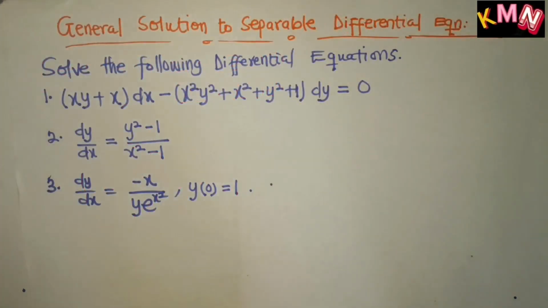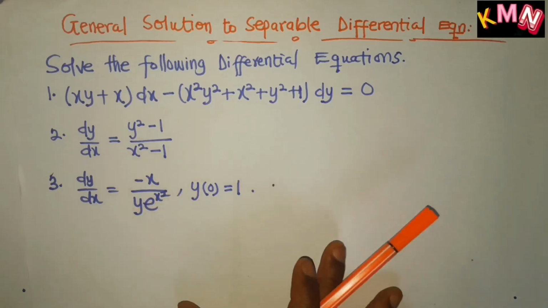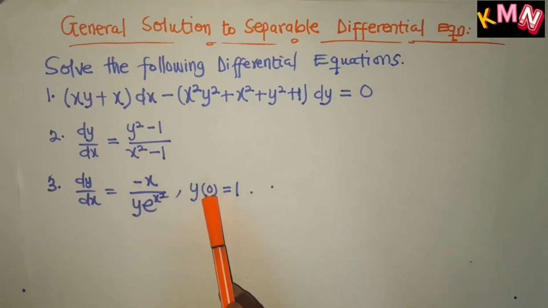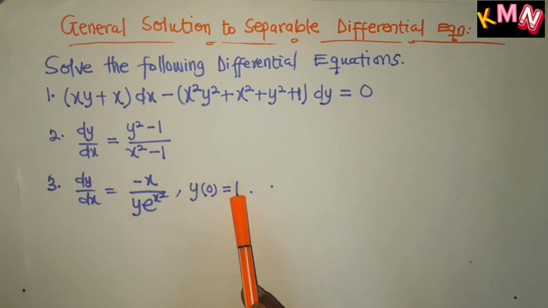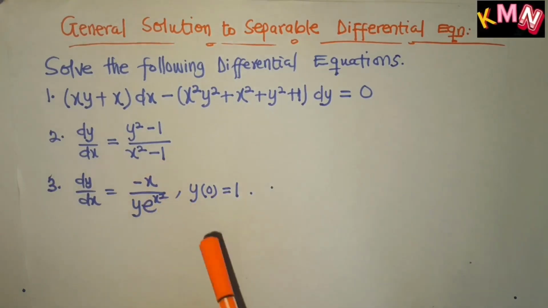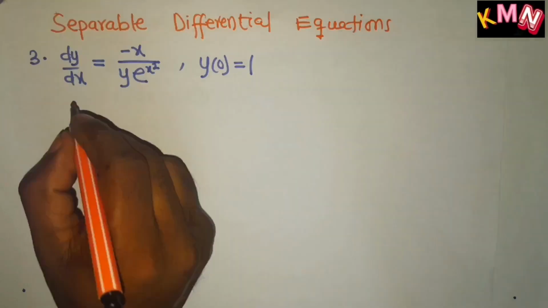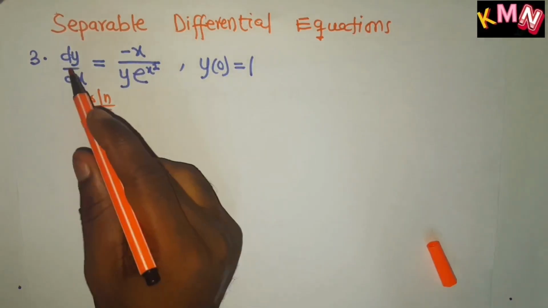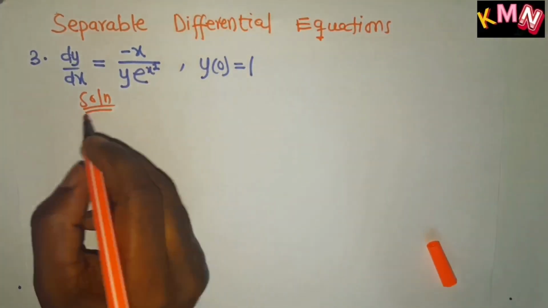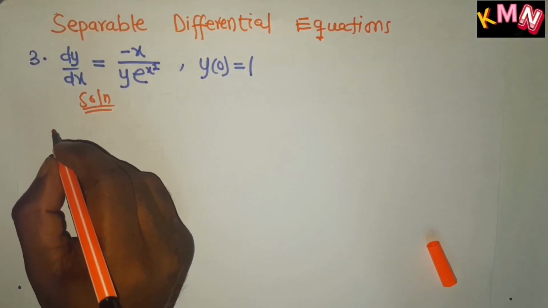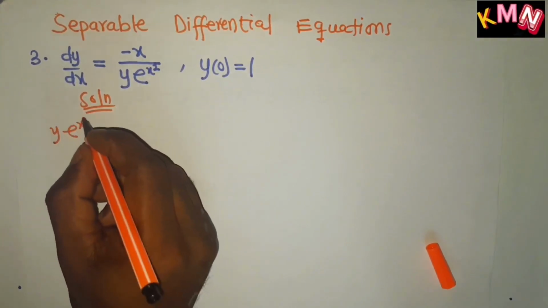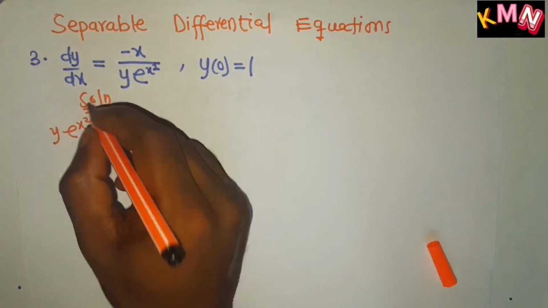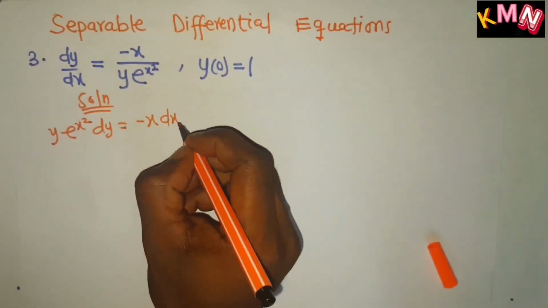And also our last problem says we should solve dy dx equals negative x over y e power x squared. The initial condition given is that x is equal to 0 and y is equal to 1. So it means after solving everything, we are trying to find the constant c. So let's look at that solution. First of all, let's separate by multiplying here by that and here by that. So we are going to have y e power x squared dy equals, on this side, negative x dx.